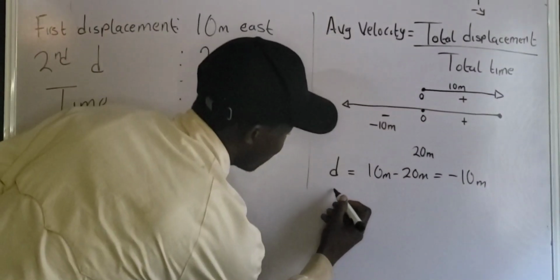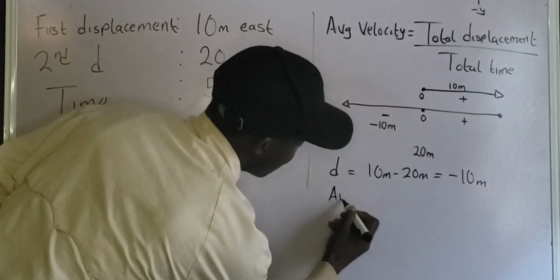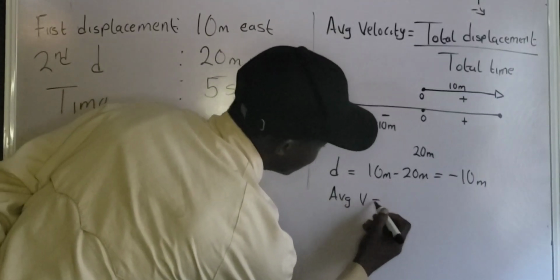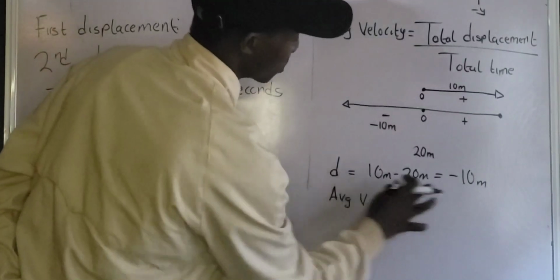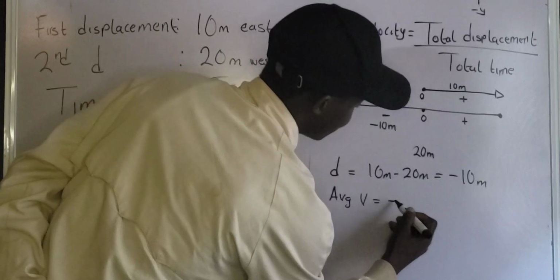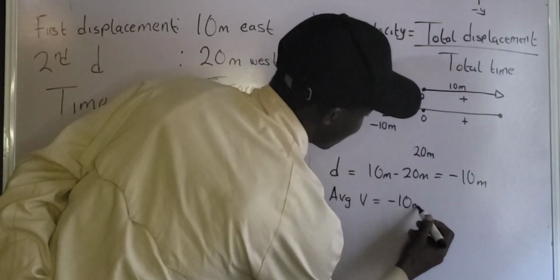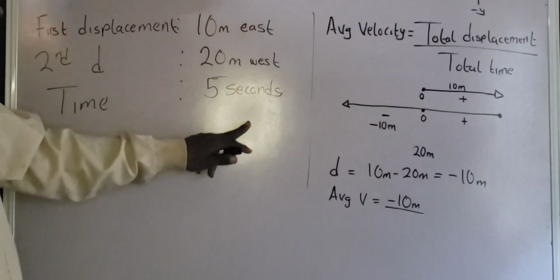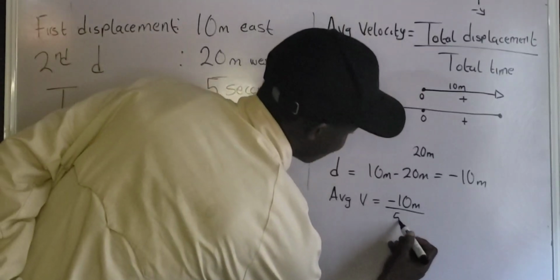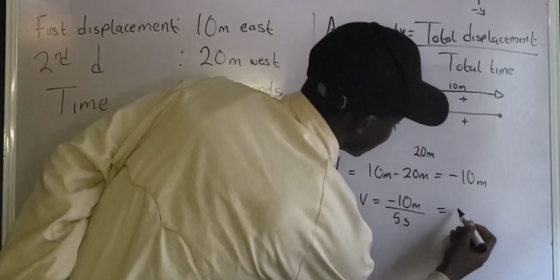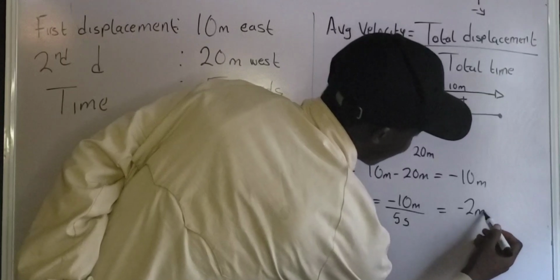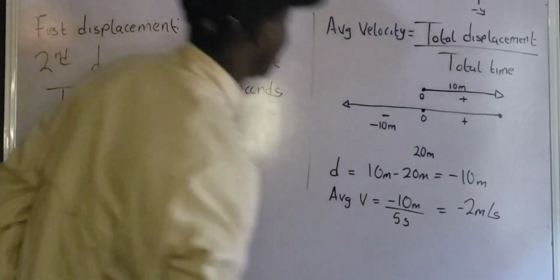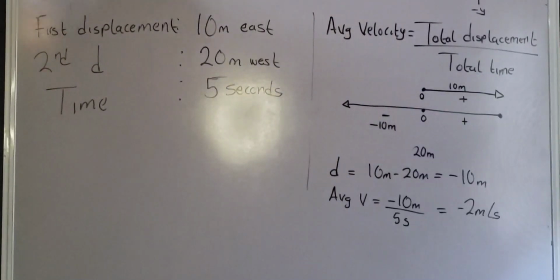So the average velocity is equal to the total displacement, which is minus 10 meter, all over the total time taken. The time taken is what? 5 seconds. So I'm going to have 5 s. So the average velocity is minus 2 meter per second. Do you understand? So now let us proceed to calculate the average speed.